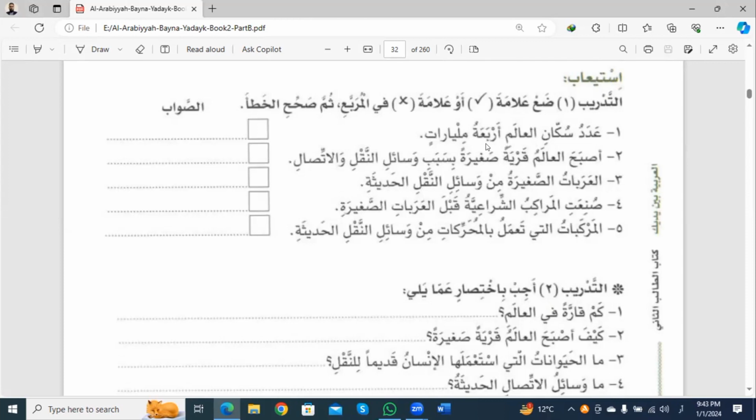السفن الشراعية قبل العربات الصغيرة. Sailboats, the boats, ships which are moved with the pressure of air, made before small cars. So it is not right. بعد العربات الصغيرة. The boats which are moved through the pressure of air, before small cars, not after the small cars. So it's بعد العربات الصغيرة.